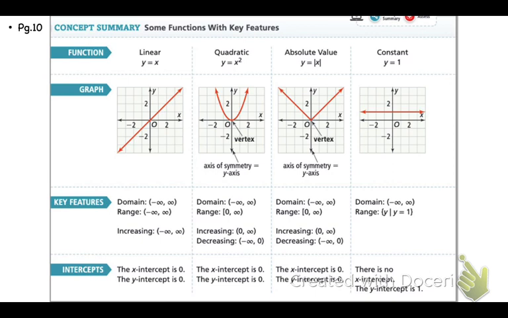Linear domain is all real numbers, range is all real numbers, and it is increasing from left to right. Do you see that? Yes. Now, it is negative from less than 0. It is positive greater than 0. If I change the slope, then it would change everything around, right? Okay. X-intercept and y-intercept are both 0, 0.